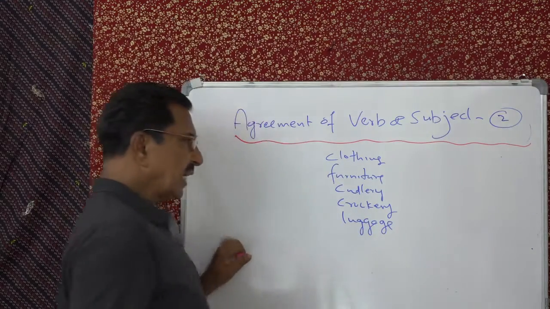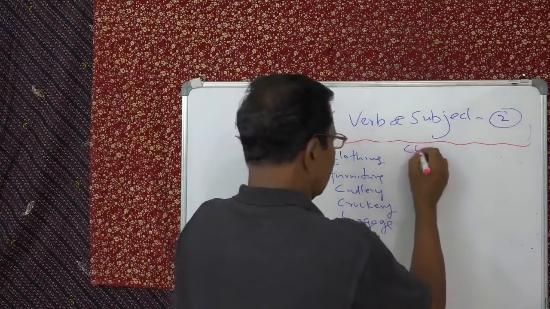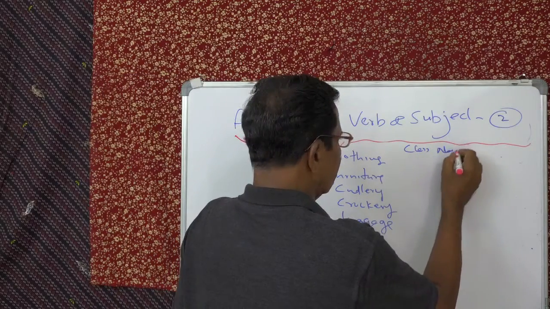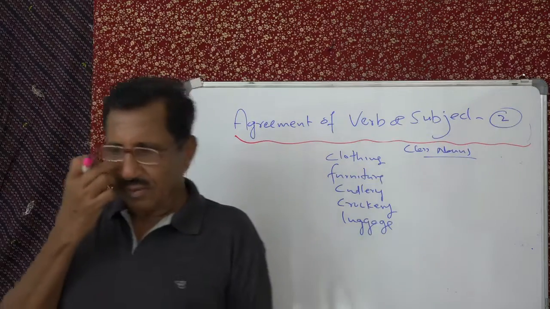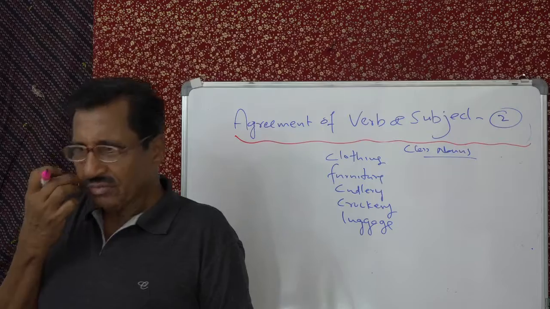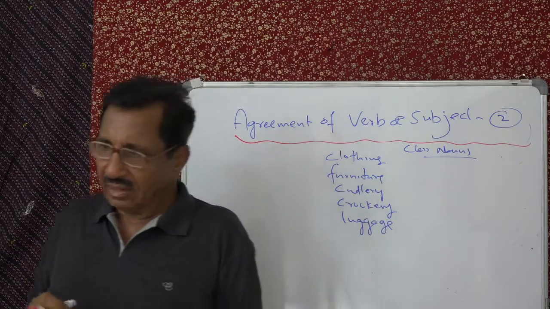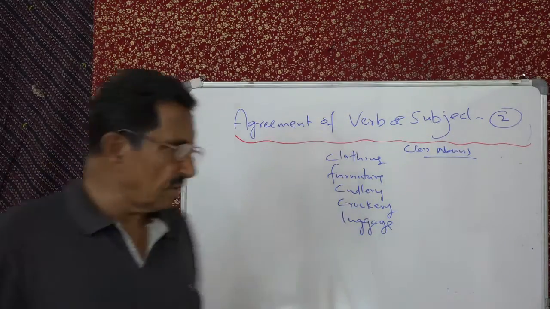These are class nouns. We have already seen these class nouns. In class nouns, when of is followed by a class noun, then it is always singular.